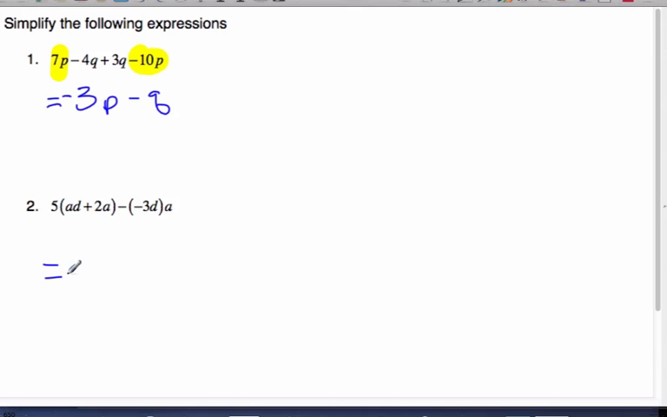Next one. What is the key to this 5 here? Well, that means that we're going to have to expand or distribute our 5 through. You have to make the arrows in your own head yourself. So I get 5AD plus 10A. Now, there's a negative 1 right out in front of that, so we can think of it as negative 1 times negative 3D, which will be a positive 3D times A as well as DA.